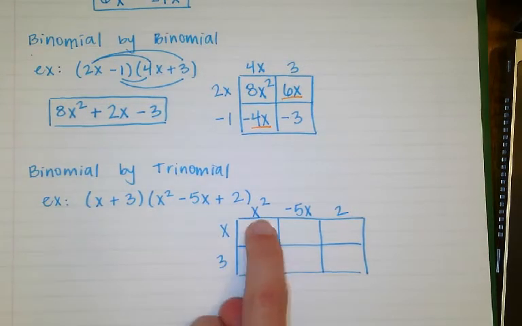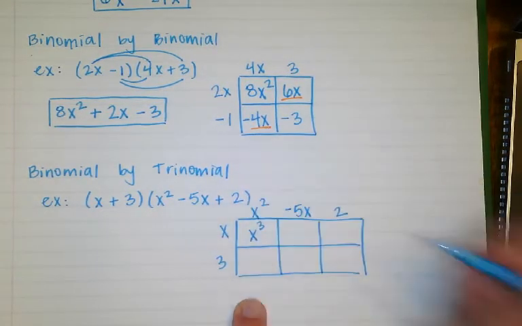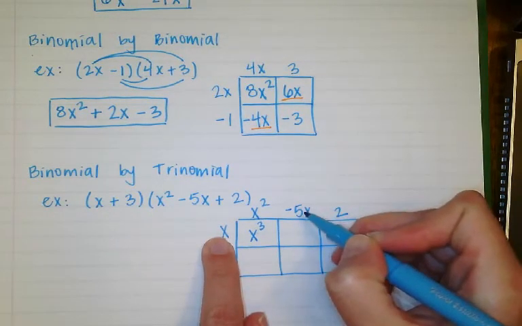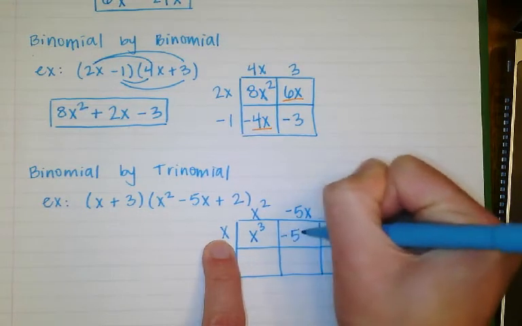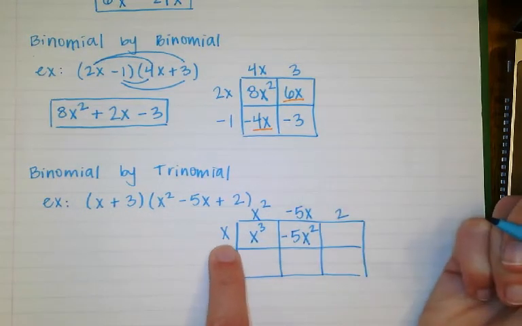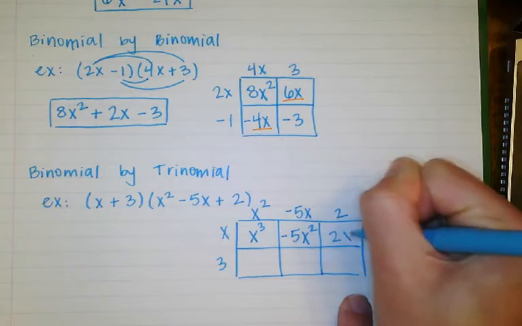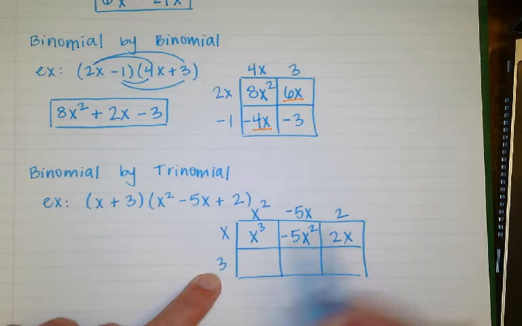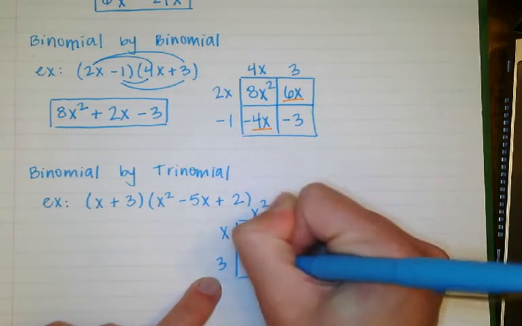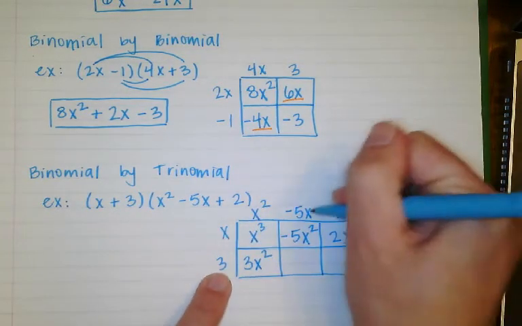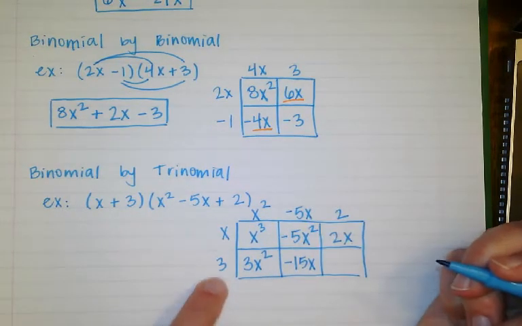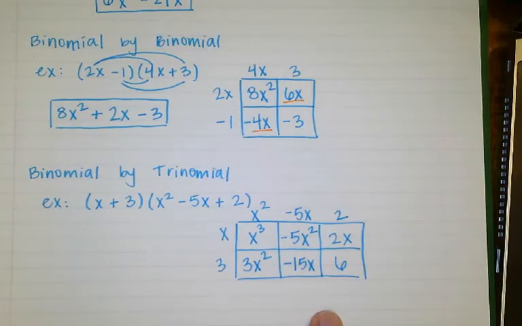So x times x squared, exponent's going to increase to x cubed. X times negative 5x. The negative 5 will stay the same, but my x is squared. X times 2, 2x. All right, let's multiply the 3 times all of the trinomial now. So 3 times x squared, 3 times negative 5x, negative 15x, and 3 times 2, 6.